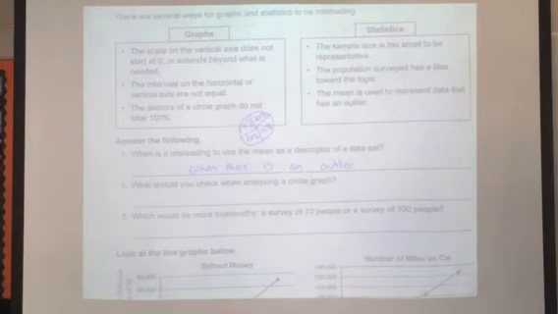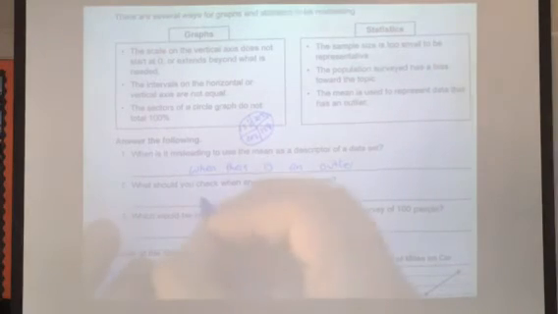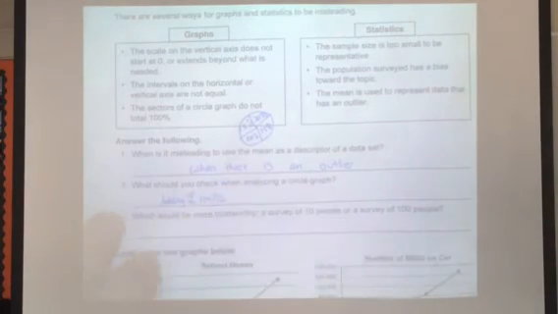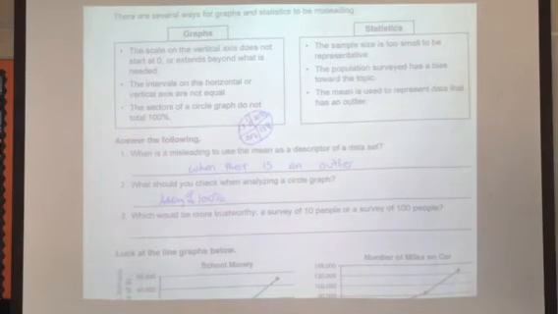Number 2, what should you check when you're analyzing a circle graph? You should be looking for it adding up to 100%. It needs to be 100% for it to be an accurate circle graph.